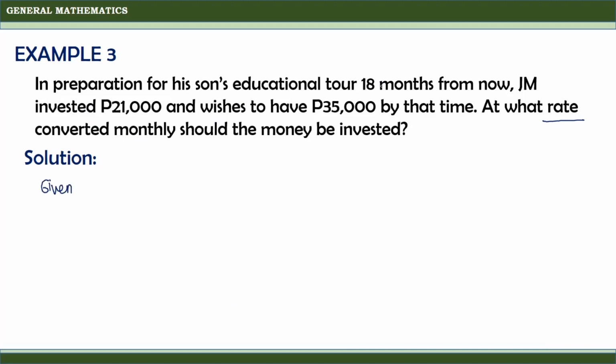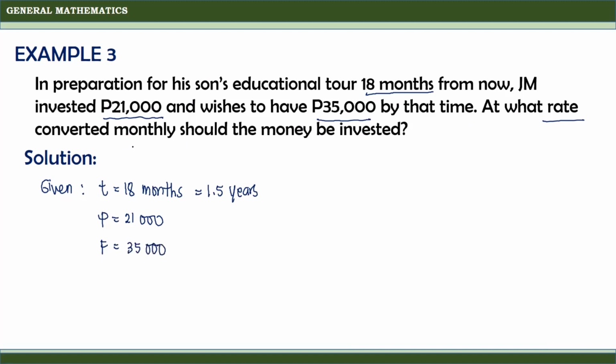So, we have here 18 months from now. So, it means that T is equal to 18 months. But in terms of years, this is equal to 1.5 years. JM invested 21,000. So, it means that P is equal to 21,000 and wishes to have 35,000 at the end of 18 months. Therefore, F is equal to 35,000. The interest rate will be converted monthly. So therefore, the frequency of conversion will be equal to 12.